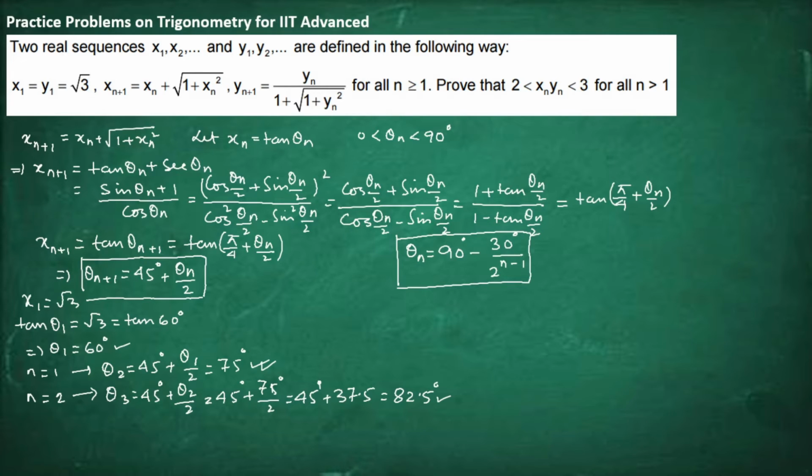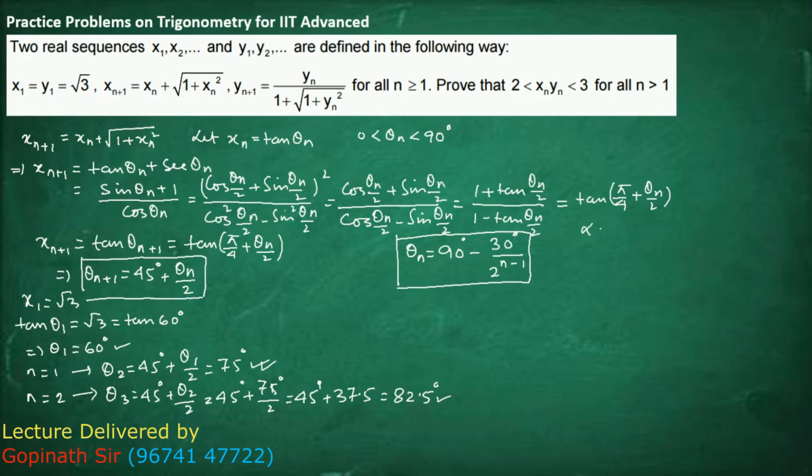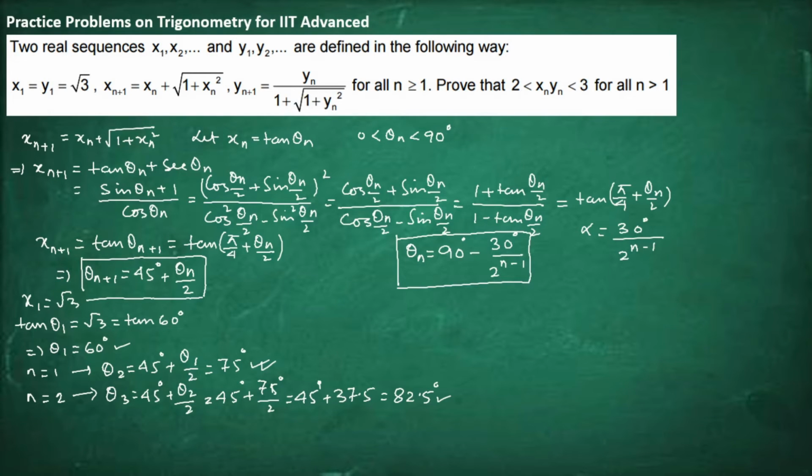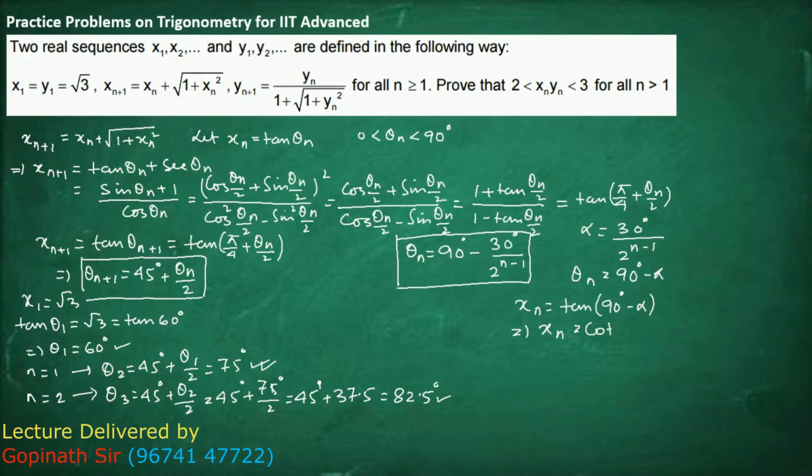Therefore, we got that theta n is nothing but 90 degrees minus 30 degrees by 2 to the power n minus 1. Now, for our convenience, let us write alpha equal to 30 degrees by 2 to the power n minus 1. Therefore, your theta n is coming to 90 degrees minus alpha. Is it clear? Now, observe carefully. We have xn equal to tan theta n, that is tan of 90 degrees minus alpha. So we are getting what? xn is nothing but cot alpha. Is it clear to all of you?